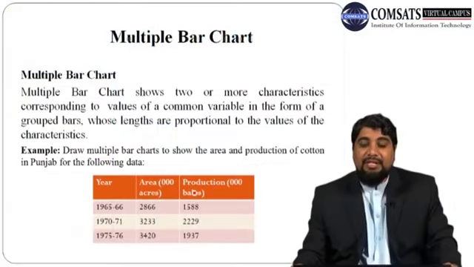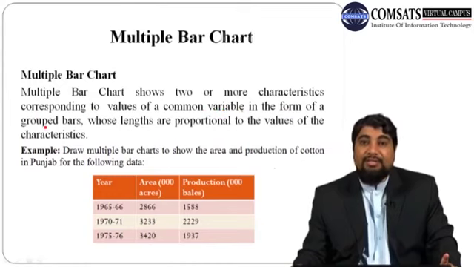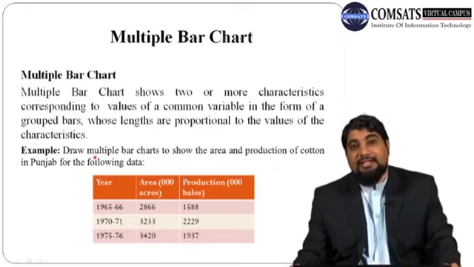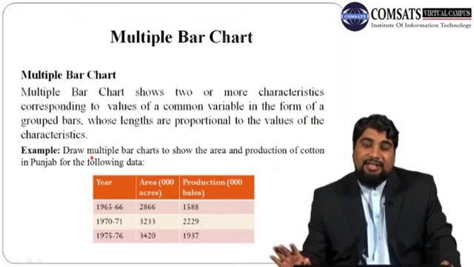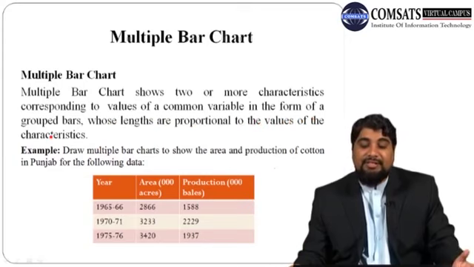So next we discuss the multiple bar chart. A multiple bar chart shows two or more characteristics corresponding to values of a common variable in the form of grouped bars, whose lengths are proportional to the values of the characteristics. So here we construct a bar chart containing different bars, one for each category. The length of each bar is proportional to the values of the characteristic. So let us explain this idea with the help of an example.